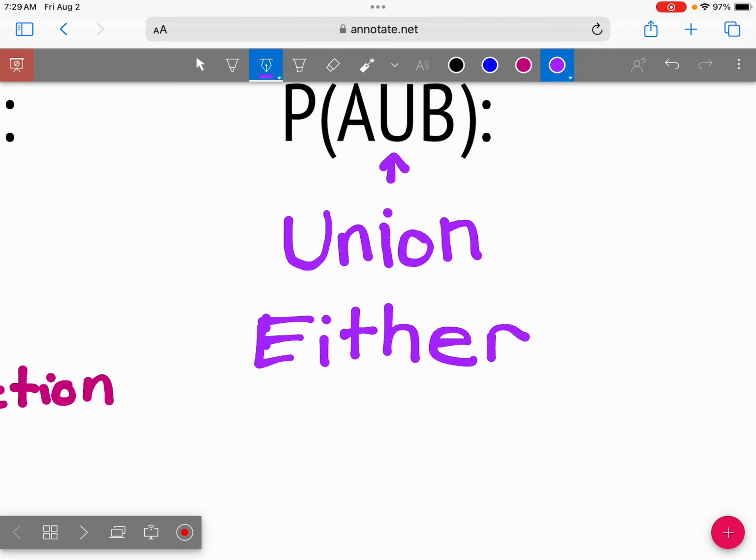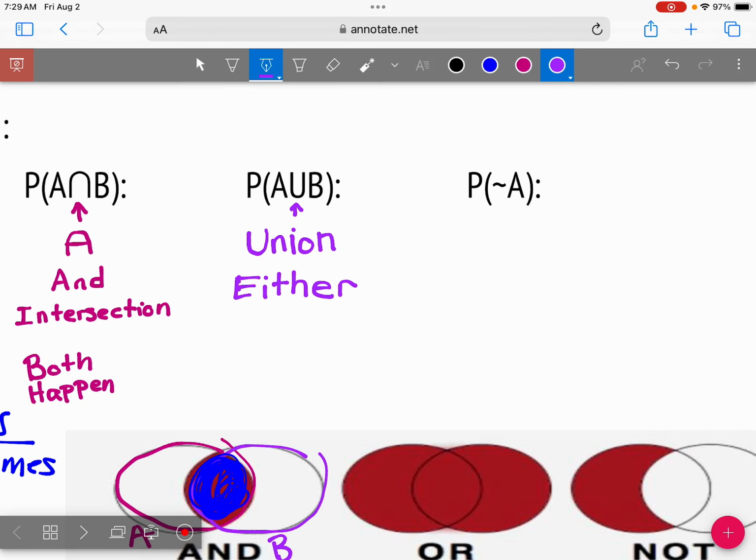So it's either. So it could be A, it could be B, it could be both. Totally fine. So that's what this middle picture is. This is our or. It could be A, or it could be B, or both. So again, if I think about my die and my coin, I could land on heads, or it could be a 6. Could be both, but if I just land on heads, that counts. So what is our union? It means either. We usually say or.